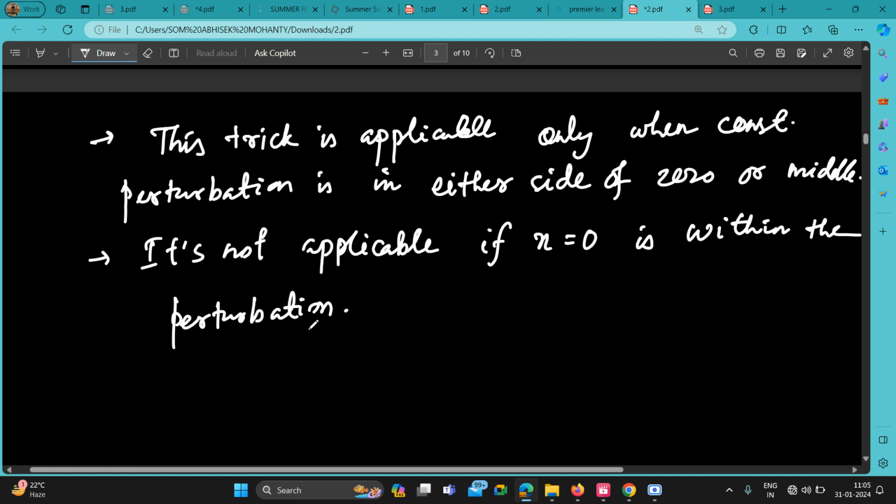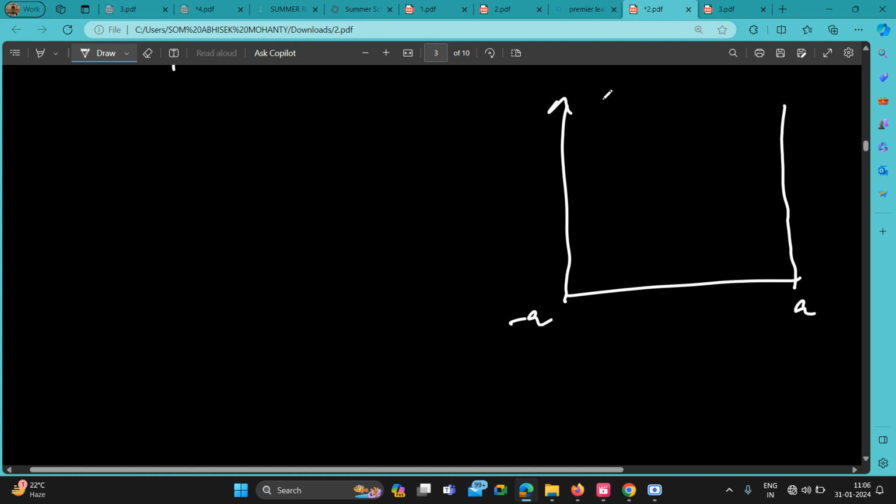Okay. So let's do a question, and if it is within the perturbation, what will happen? We'll see. If it is within the perturbation, how will we solve it? Minus a to a is okay. Minus a by 2 to a by 2, 0, v naught. Okay. So how to solve this one?